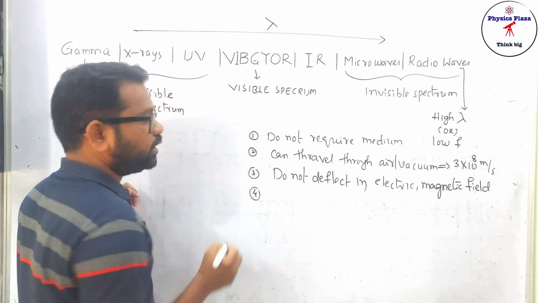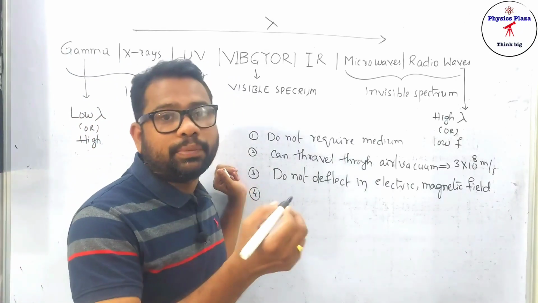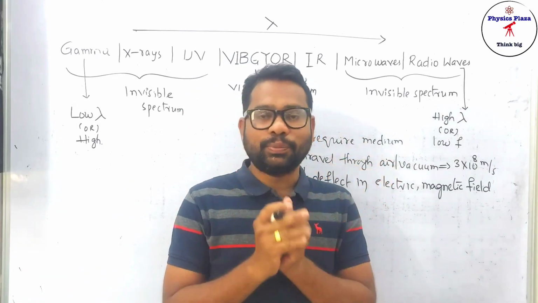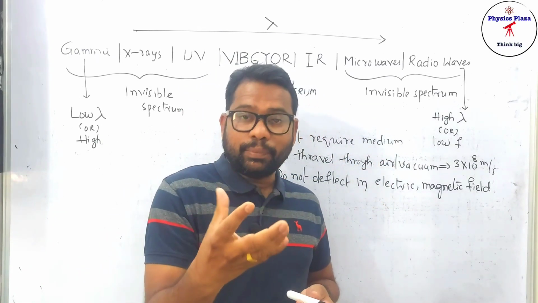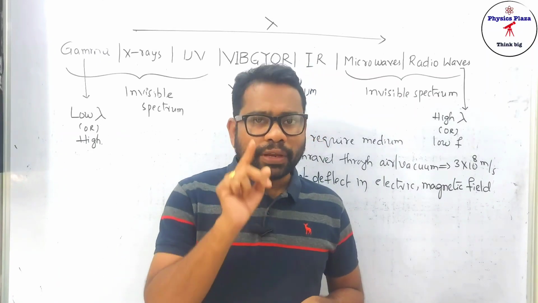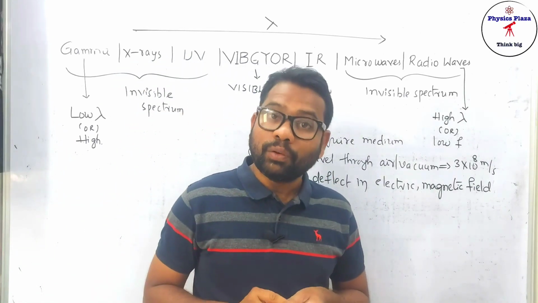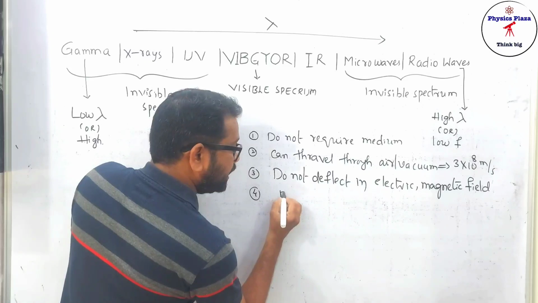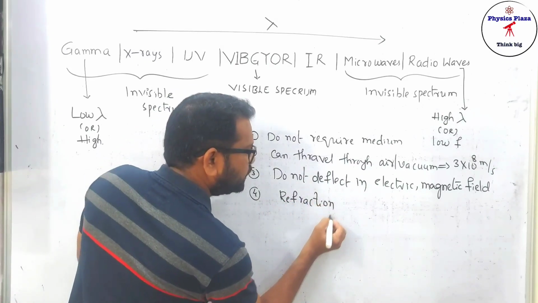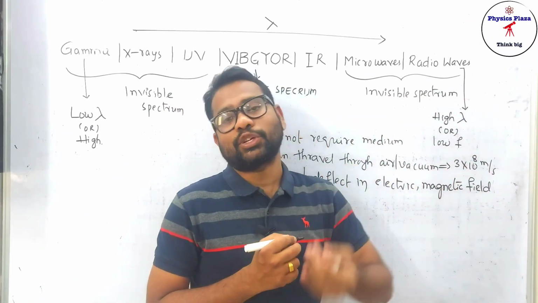And the fourth one, children: these electromagnetic waves or radiation travel from one medium to another medium. As long as they travel in air or vacuum, they travel at the same speed. But the moment they enter a different medium, they travel at different speeds. And one more thing: whenever these electromagnetic radiations travel from one medium to another medium, refraction takes place. I mean, they will bend. They also show reflection, like normal light.